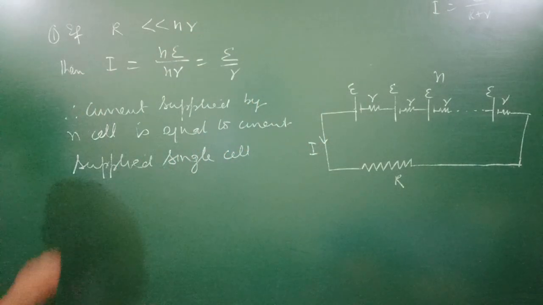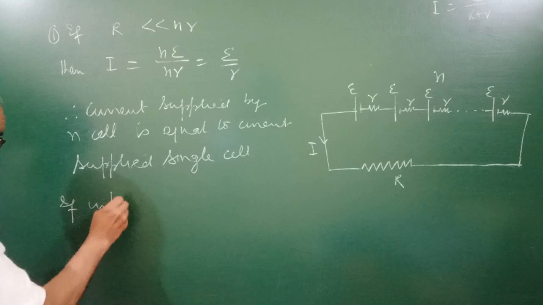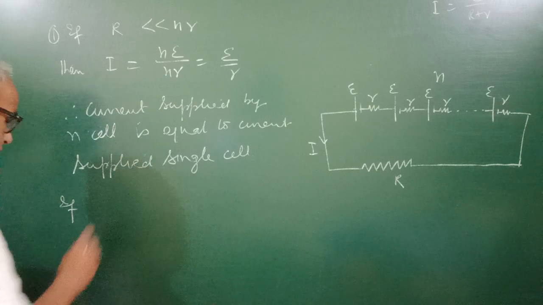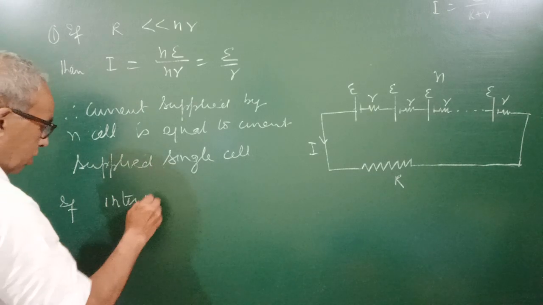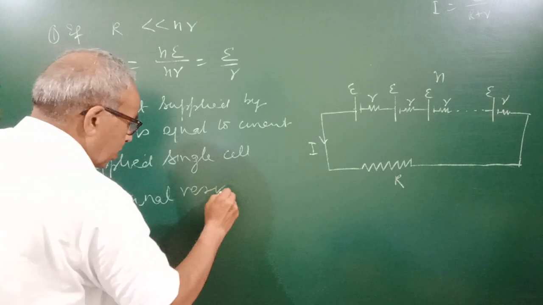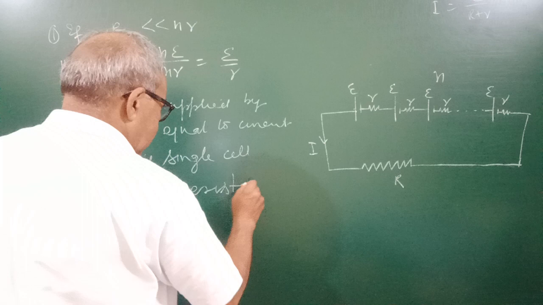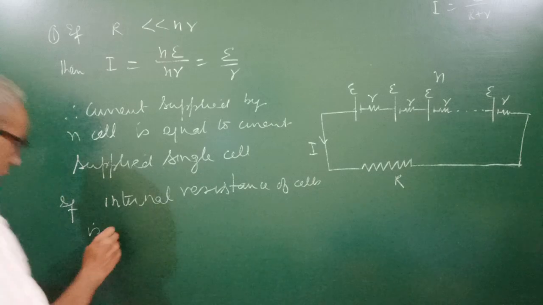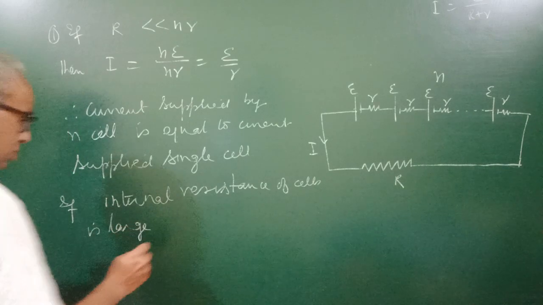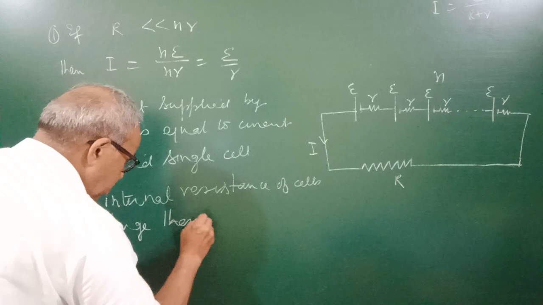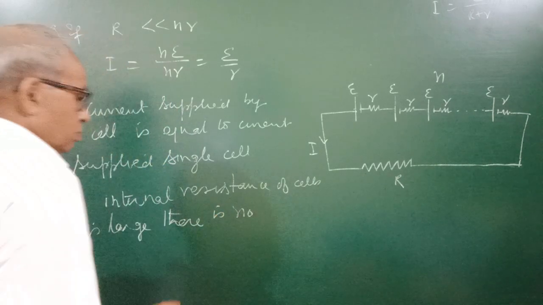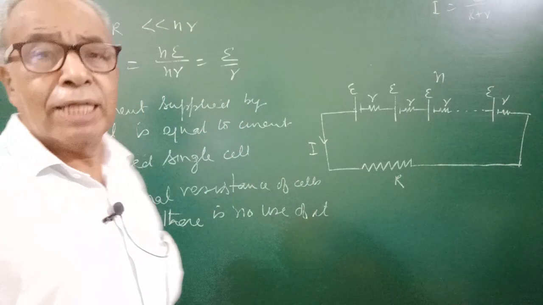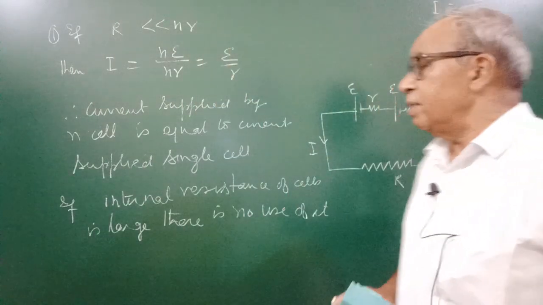Hence, if internal resistance of cells is large, there is no use of it. So cells having internal resistance large should not be connected in series.